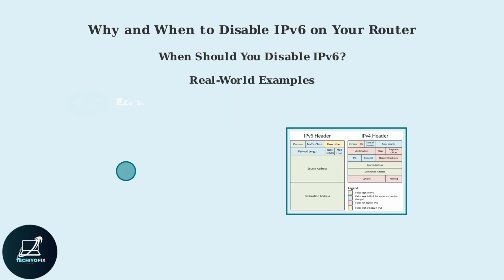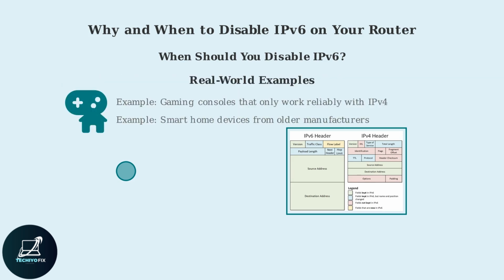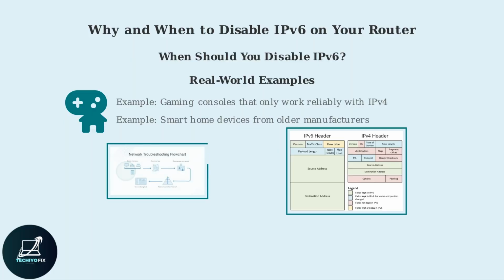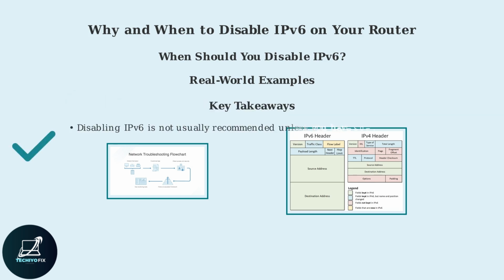Let me give you some real-world examples. Imagine you have a gaming console that only connects properly using IPv4, or smart home devices that don't recognize IPv6 addresses. When troubleshooting network issues, following a systematic approach like this flowchart can help determine if disabling IPv6 is the right solution. Here are the key takeaways.